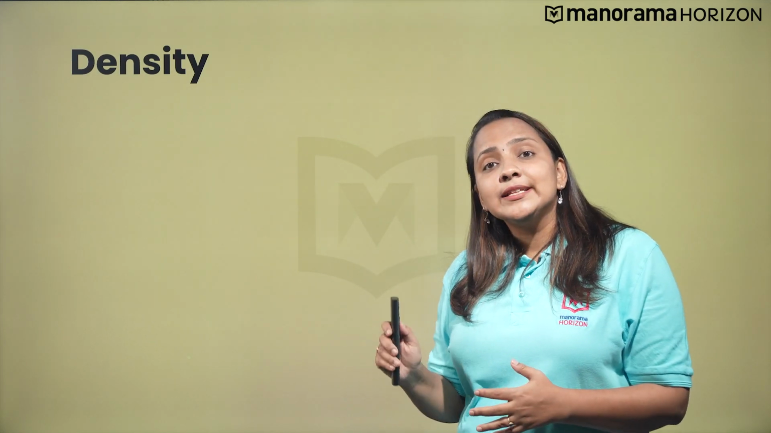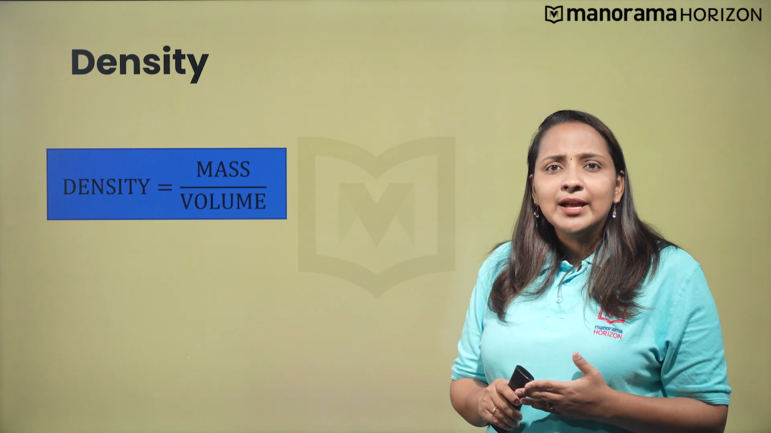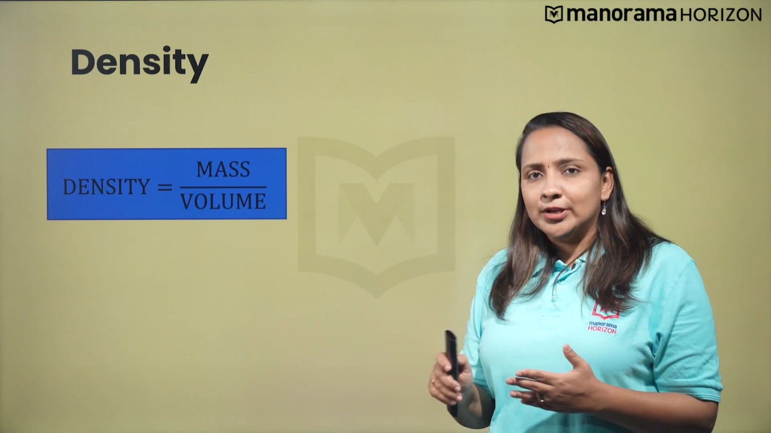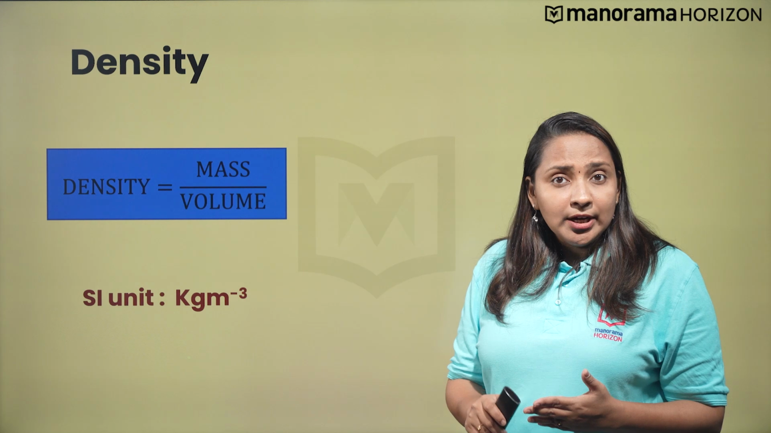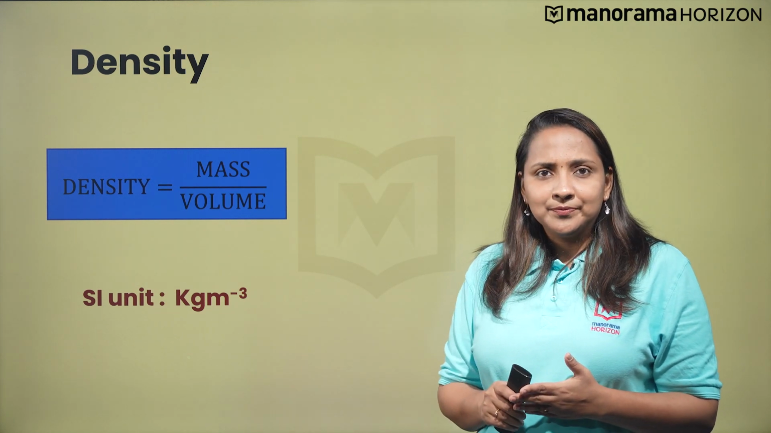In case of density, it tells us how closely the particles are packed. Density of a substance is given by amount of mass per unit volume. The SI unit of density is kilogram per meter cube.